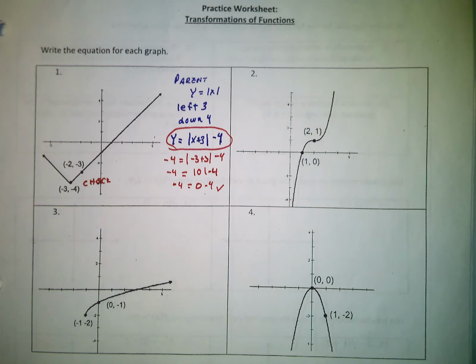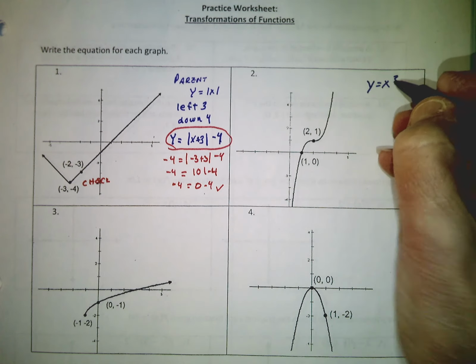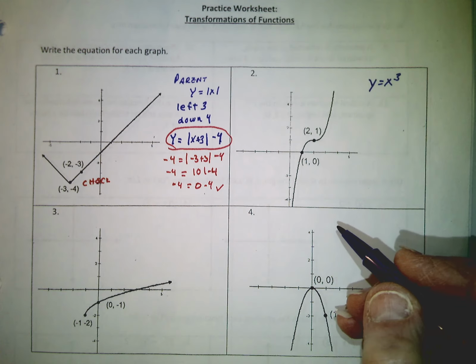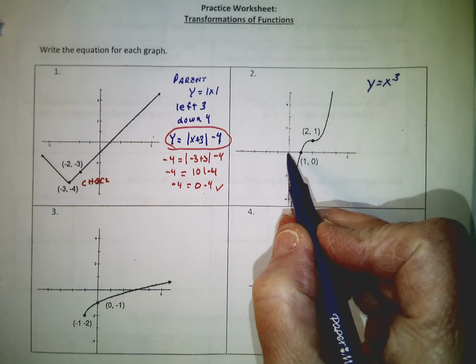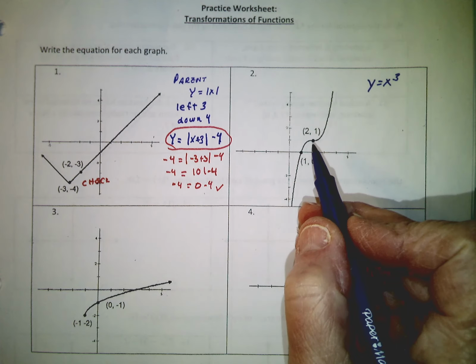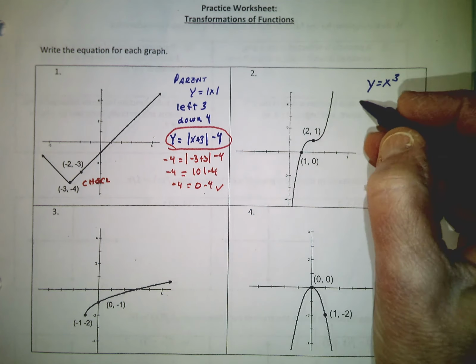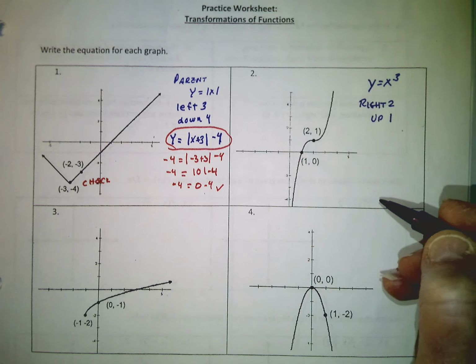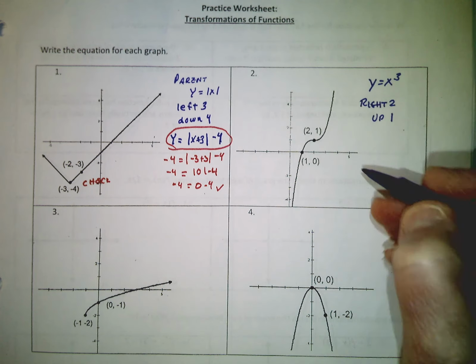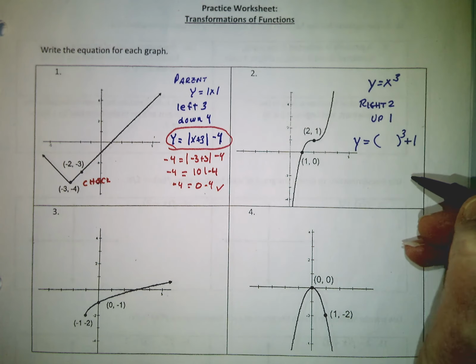Number 2, with all the time we spent on polynomials, this should be a familiar shape. Y equals the cube of x. Normally, though, this positive cubic has its little twisty point right here at the origin. This one does not. It looks like it's been moved to the right 2 and up 1. So our equation, y is going to equal something cubed plus 1.